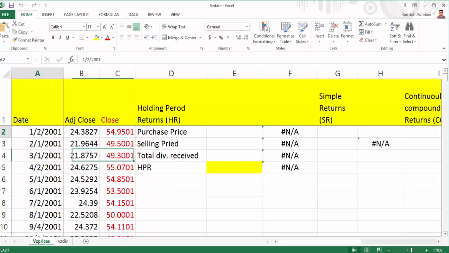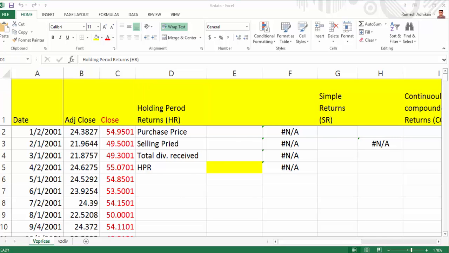As you remember, the data set has three columns: column A with all the dates, column B with the adjusted close price, and column C with all the close prices. I want to explain first how to calculate holding period return.